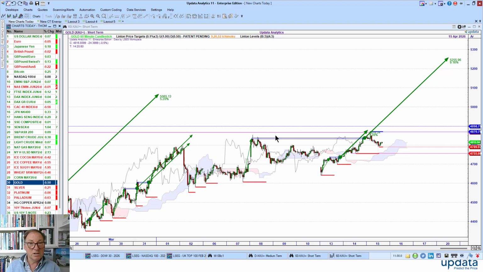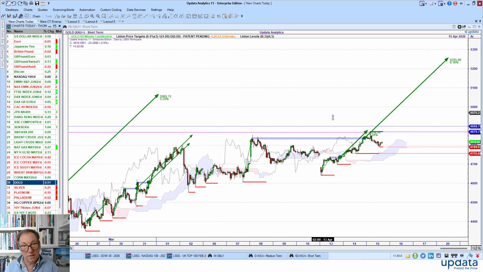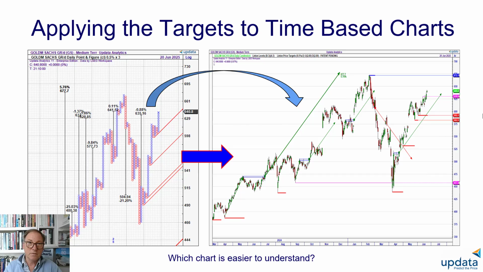The problem is most people don't want to use point and figure charts. They find them difficult to understand, and so that's where the targets come from. So the key aspect about point and figure as well is that there's no time in a point and figure chart. It's reversals, and so that's the bit that people also struggle with. And so this is where putting these targets onto a time-based chart and trying to project them into the future adds some extra value. So here we see a chart of Goldman Sachs, with the targets on, and it's easier to watch the price following the target trajectory.